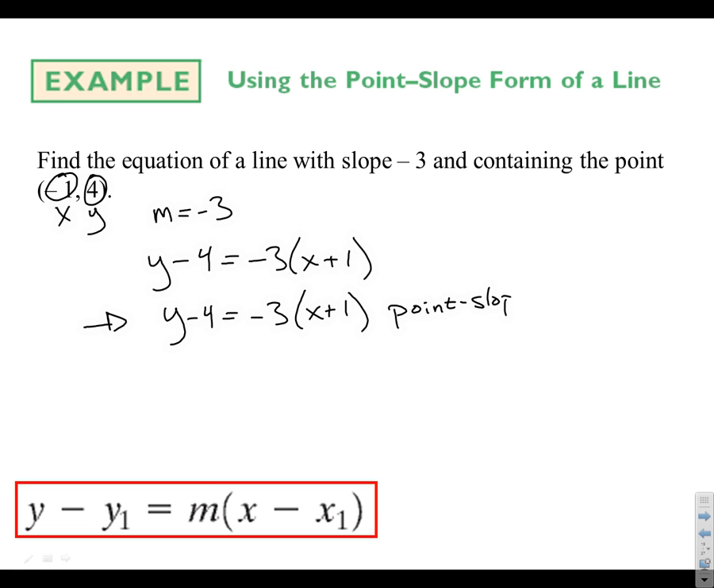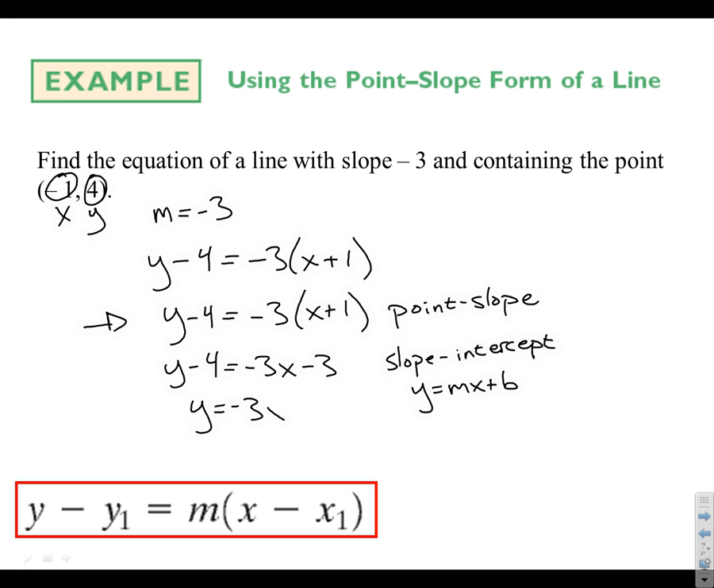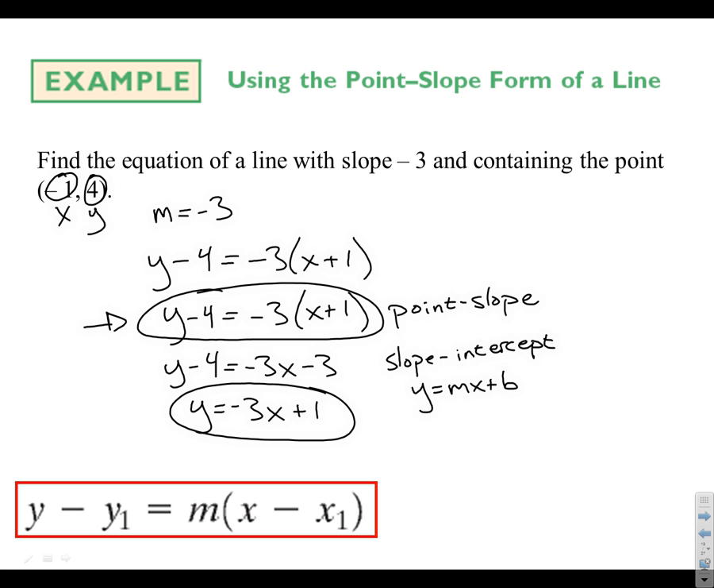This is point slope. We could also go into slope intercept, which is y equals mx plus b. And so that's going to be get y by itself. So -3x minus 3. Move the 4 over, y equals -3x plus 1. These are the exact same lines, just in different forms.